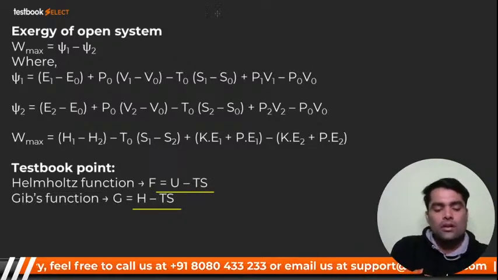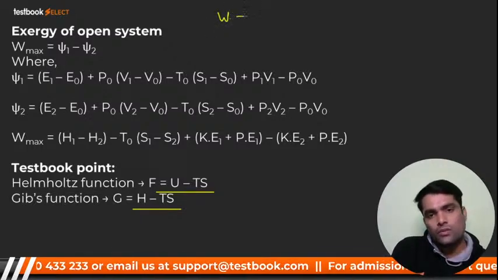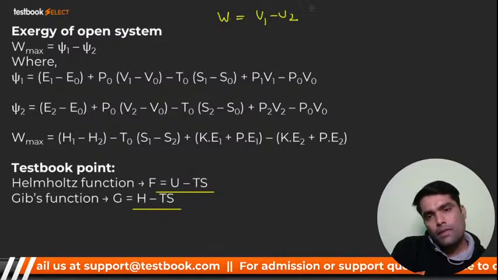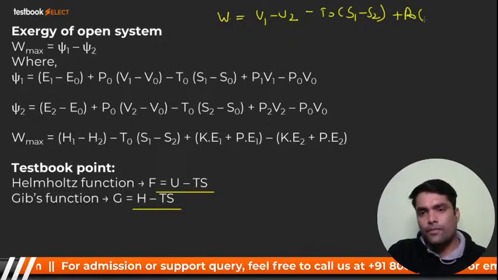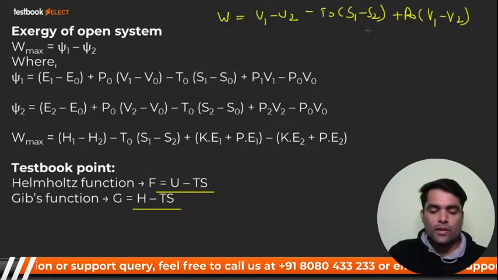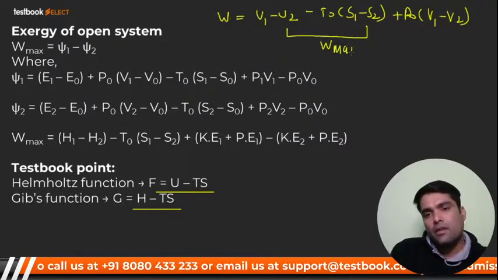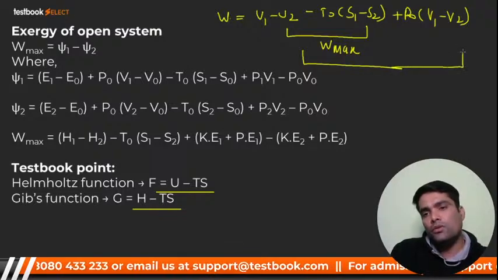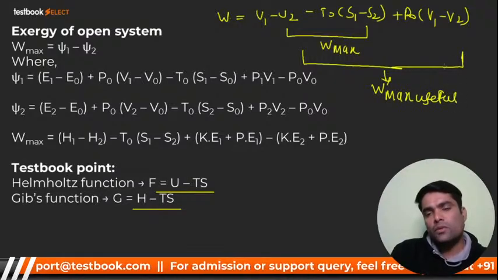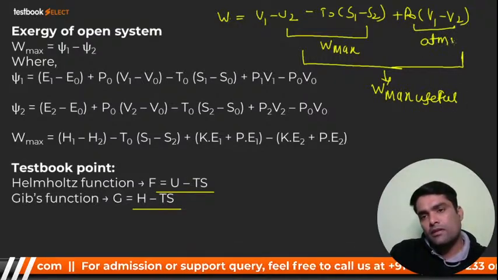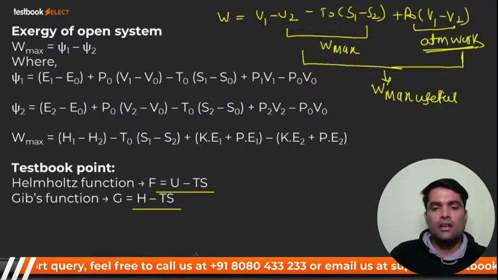My dear, I want to tell you कि I'll write one formula, that is W. W is equal to nothing but U1 minus U2 minus T naught into S1 minus S2 plus P naught V1 minus V2. So I want to let you know my dear, this is W max. ये जो होगा ये आपका हो गया W max, maximum. And when they ask find out W maximum useful, तो ये पूरा हो जाएगा. This is W maximum useful. And my dear, this is nothing but what, atmospheric work. Okay, I hope it's clear to you. Okay बच्चा पार्टी, now I'll go ahead.